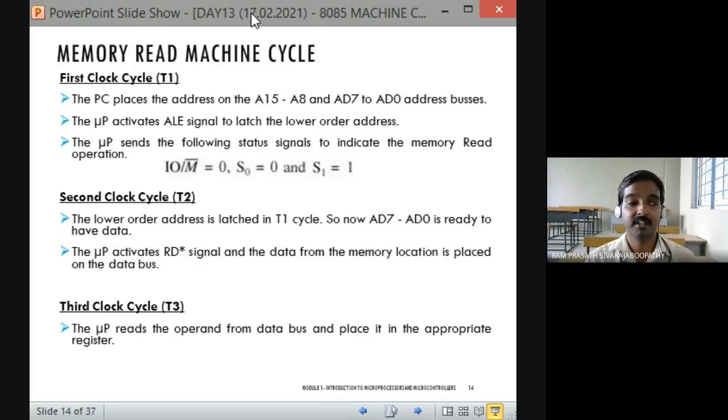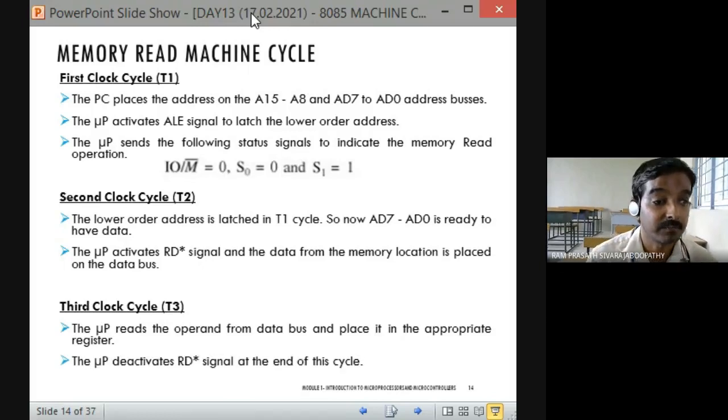Second T state, enable the read signal so that the data is available in the data bus. The third T state copies the data from the data bus to the corresponding register. That's all. During the T3 state, it deactivates the RD bar signal also. So this happened during the memory read machine cycle.